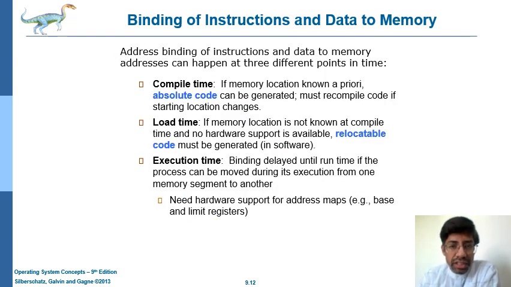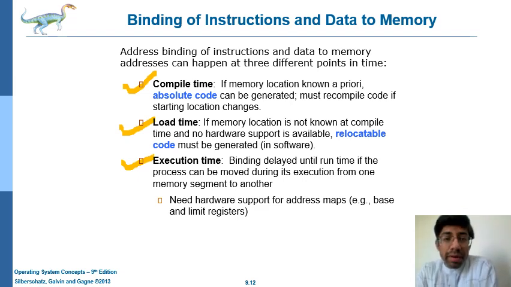This is what we generally call address binding. This address binding of instructions and data into the memory can be done at different stages. Number one, it could be done at compile time, or at the time of loading, or at the time when the program is executing. In case it is done at compilation time, that would be feasible if you already know in advance what memory location should be allocated to the program in the main memory. Such code generated by the compiler, in which the memory locations are known a priori, is called absolute code.